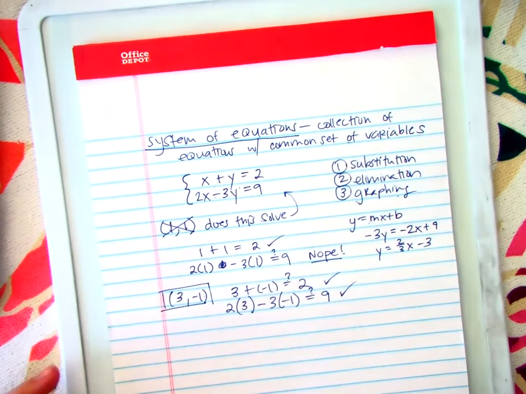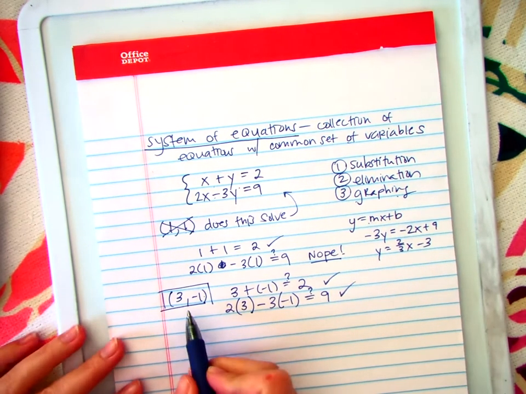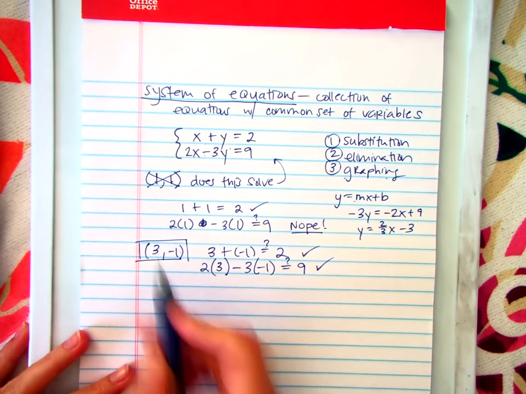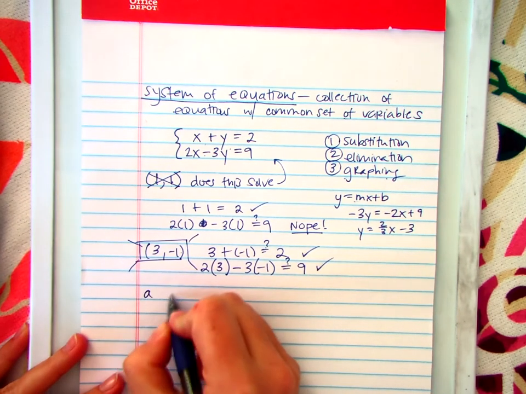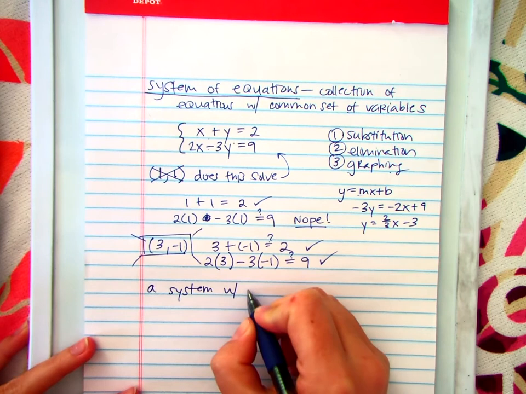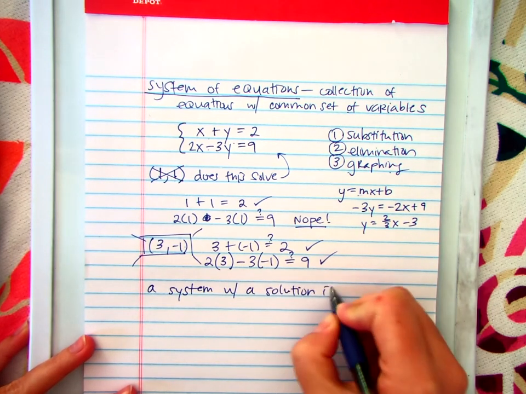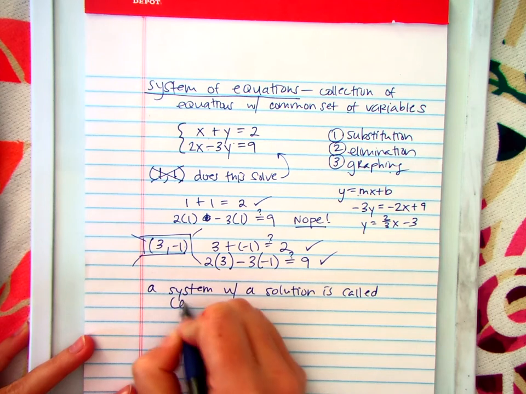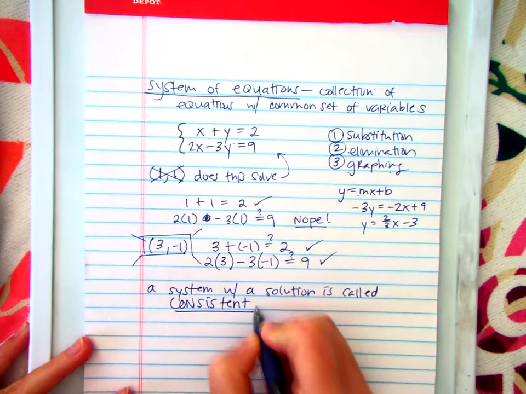what it is called when a system has a solution. So when we look at the system that has a solution here, this 3, -1, a system with a solution is called consistent. It's a consistent system.